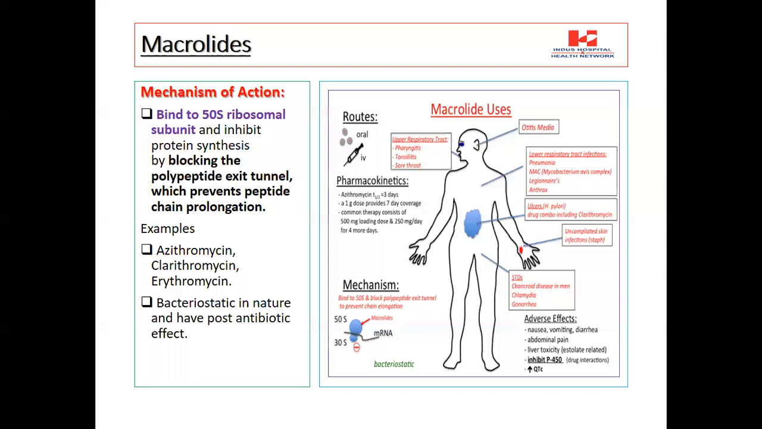If we look at the drug-induced effects of macrolides, the patient can experience GI effects, nausea, vomiting, etc. If the patient is on long term and higher doses, there is a chance of QT prolongation, and these are the things we have to monitor in the respective patient who is on macrolides, especially azithromycin and clarithromycin.